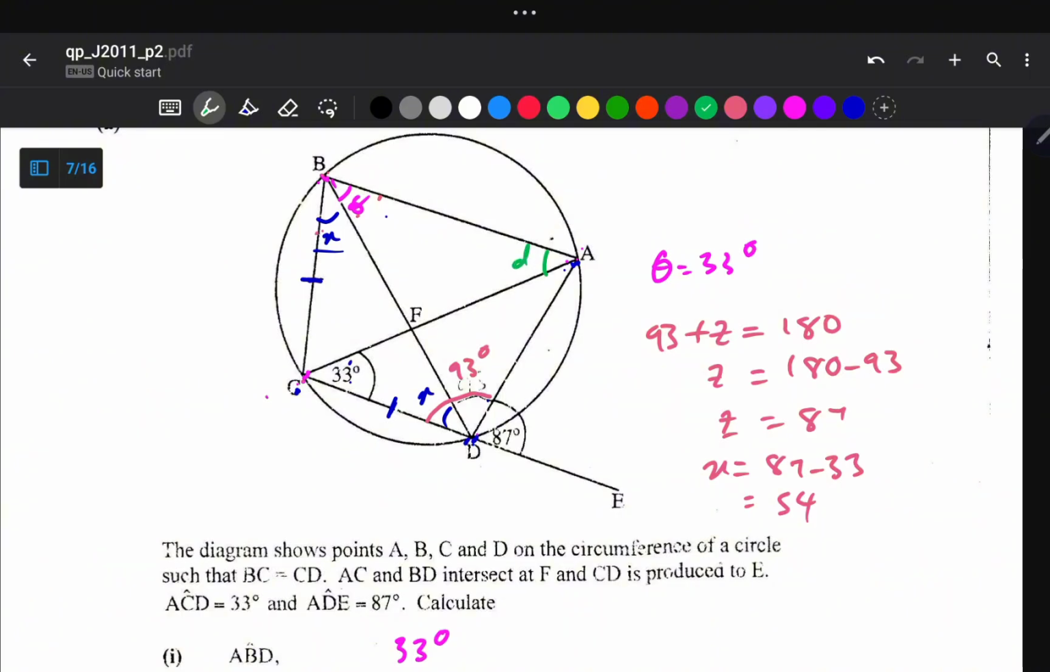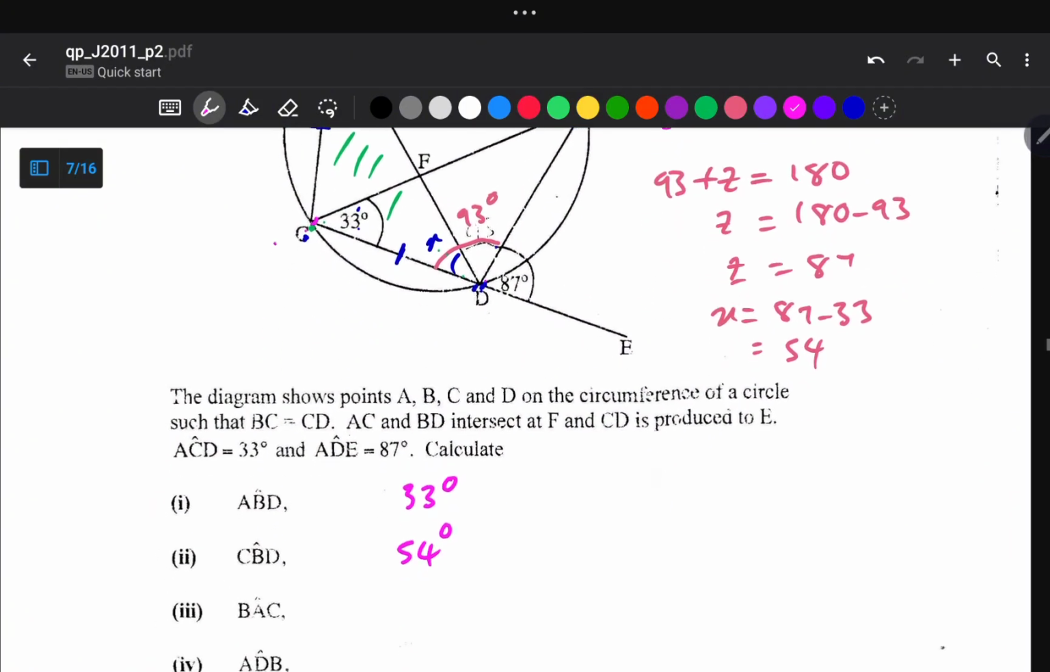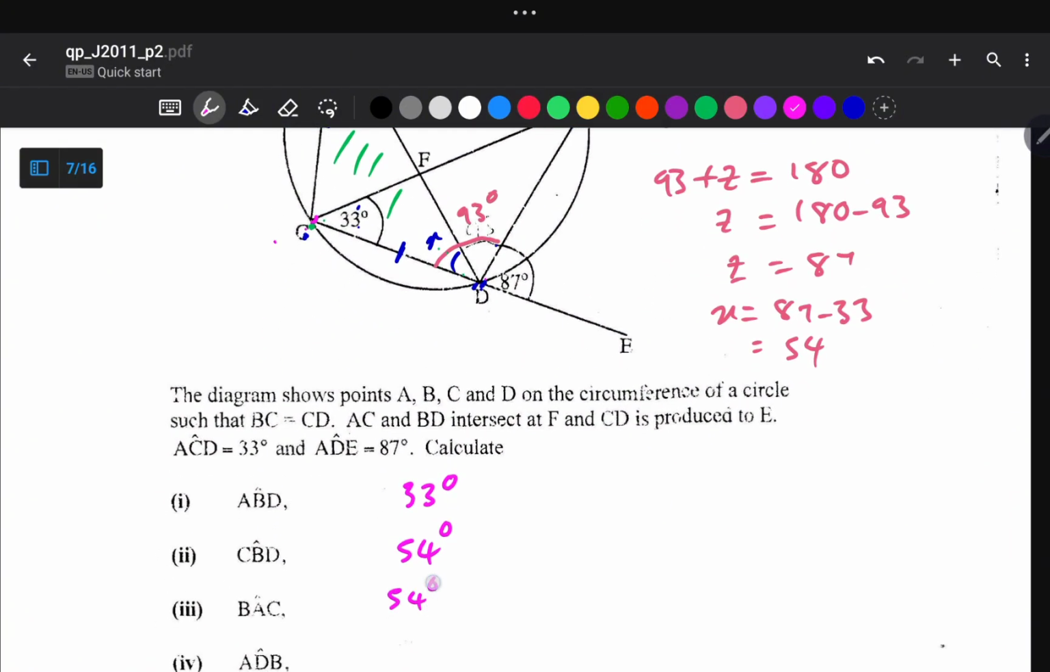So for us to calculate angle D, we can see that these two angles, this one and this one, are subtended by this chord BC. Given that this triangle here is an isosceles, this angle here is equal to this angle. So this one is 54 and this one is 54, and this angle D is equal to this one because they are subtended by this same chord BC. So D is equal to 54 degrees.